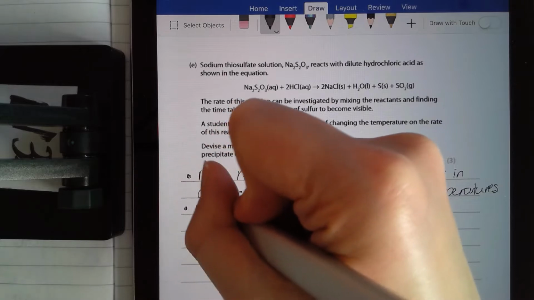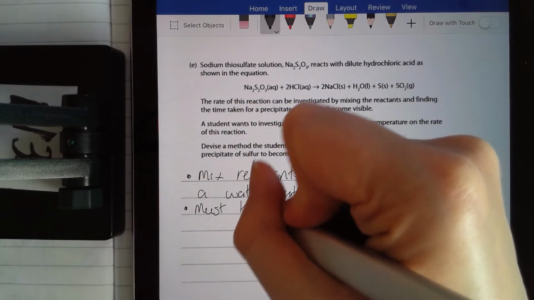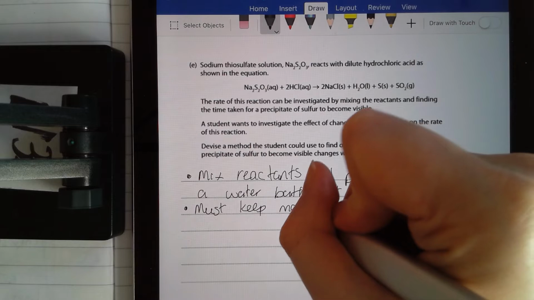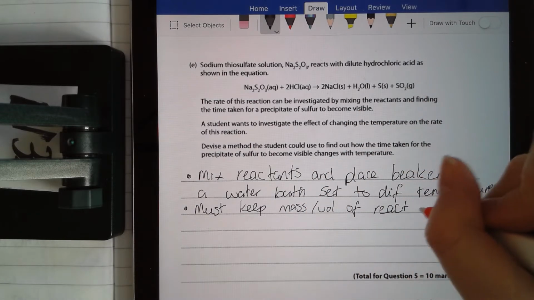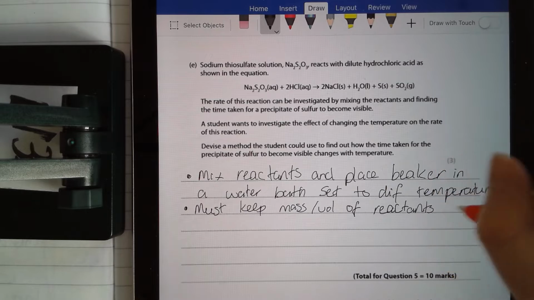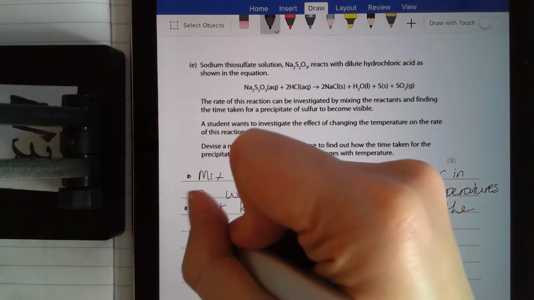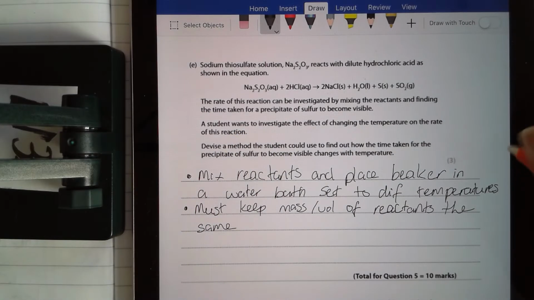Must, tell me what you're going to keep the same. Must keep mass / volume of reactants the same. So that's what you're going to keep the same. You're not going to talk about keeping pressure the same because you're not reacting gases. So keep the mass, the volume of reactants the same.